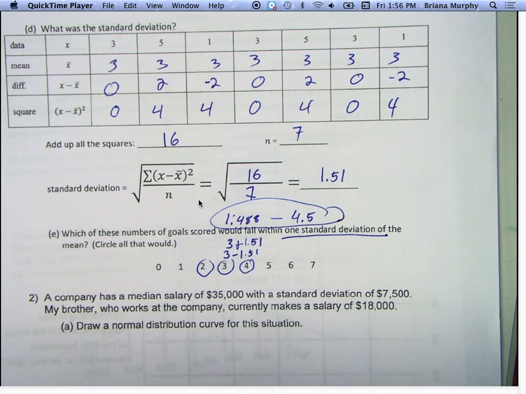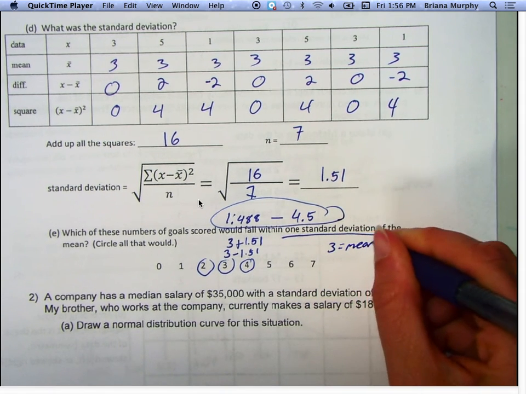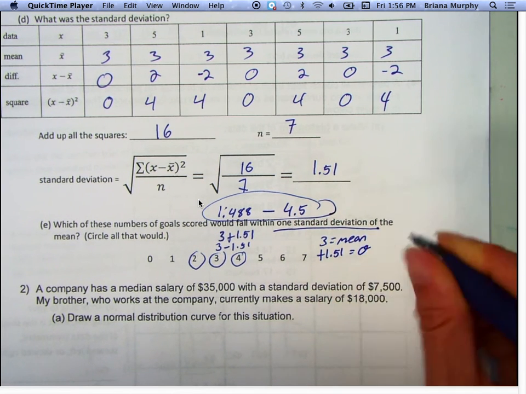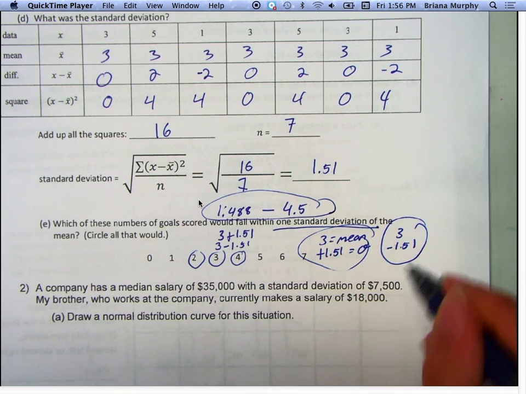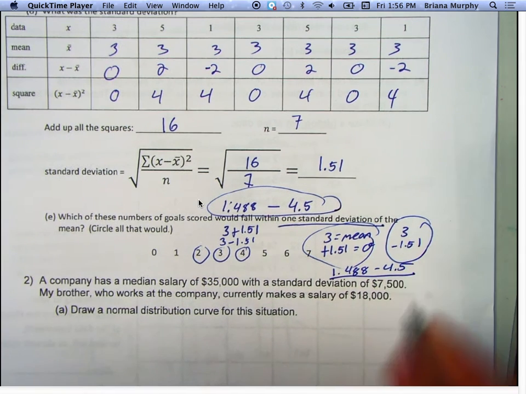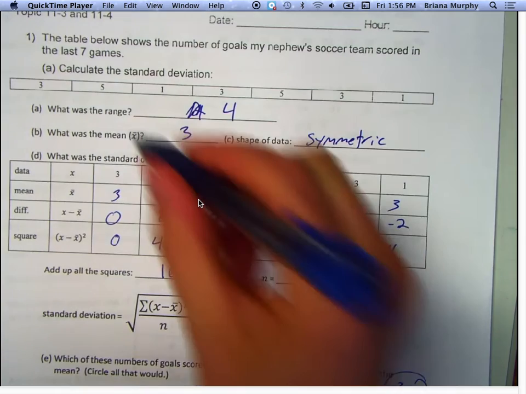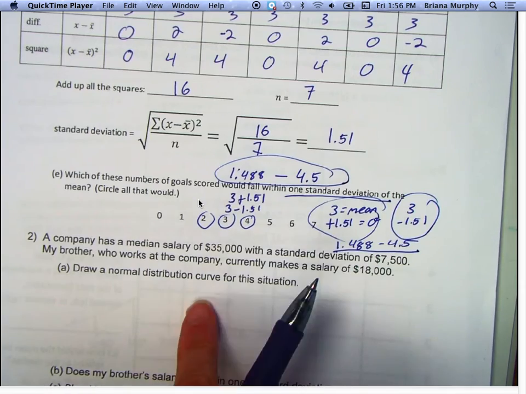What is it? Nope. You do the mean, which is 3, plus the standard deviation. And you do the mean, 3, minus the standard deviation, both of these. And that's how I come between 1.488 to 4.5, somewhere in between there. Yeah? I added it all up, divided by how many there were. All of these numbers up here.